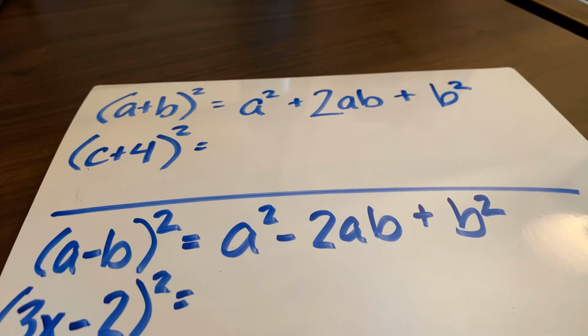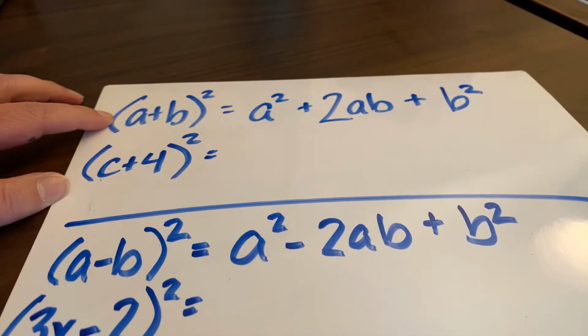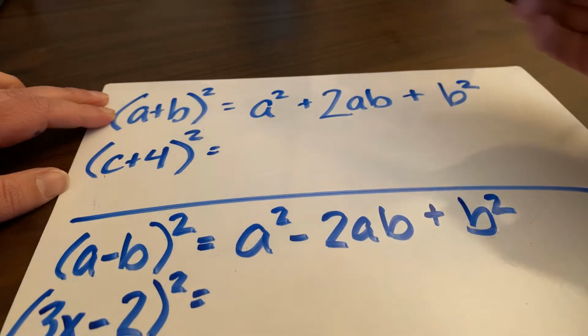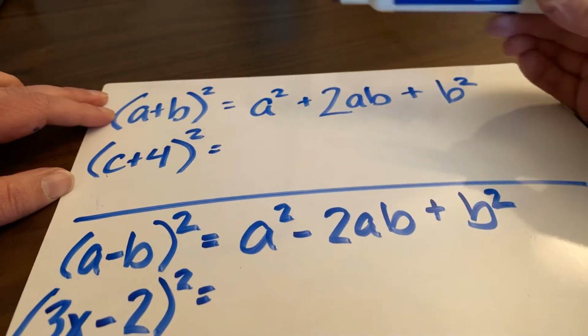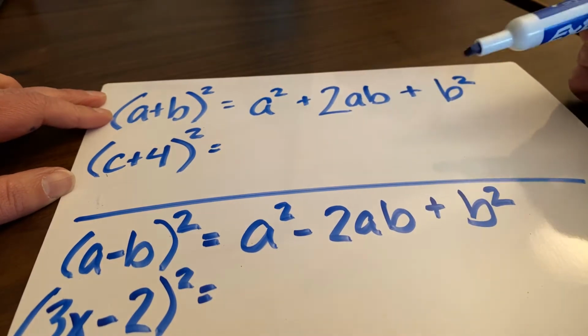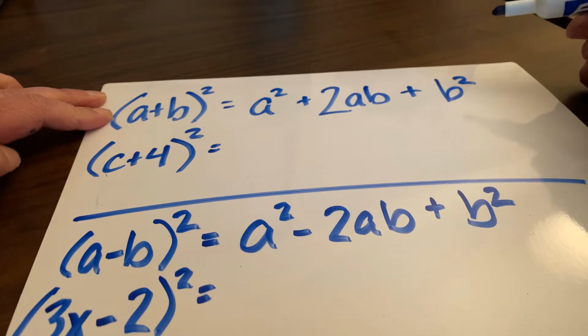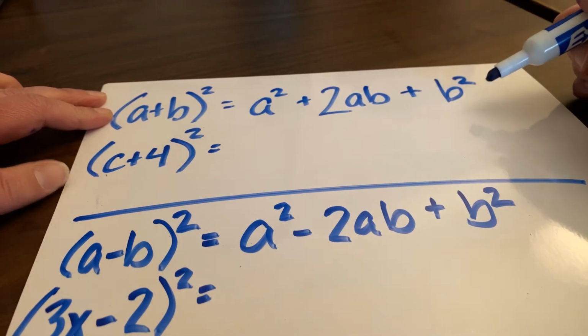We need to brush up on our special products like the square of a binomial pattern and the sum and difference pattern. So let's start with the square of a binomial. If you have something of the form a plus b, the quantity squared, when you FOIL that out, it is always in this pattern, a squared plus 2ab plus b squared. Always, always, always in this pattern, okay?